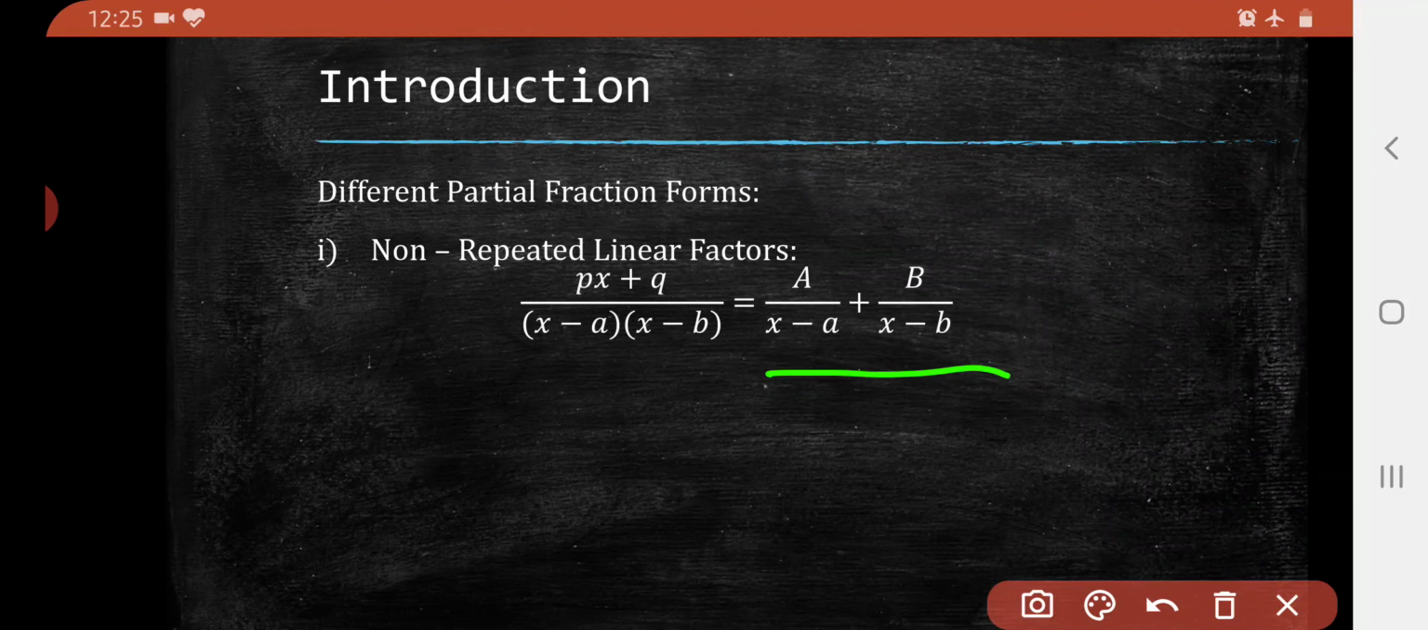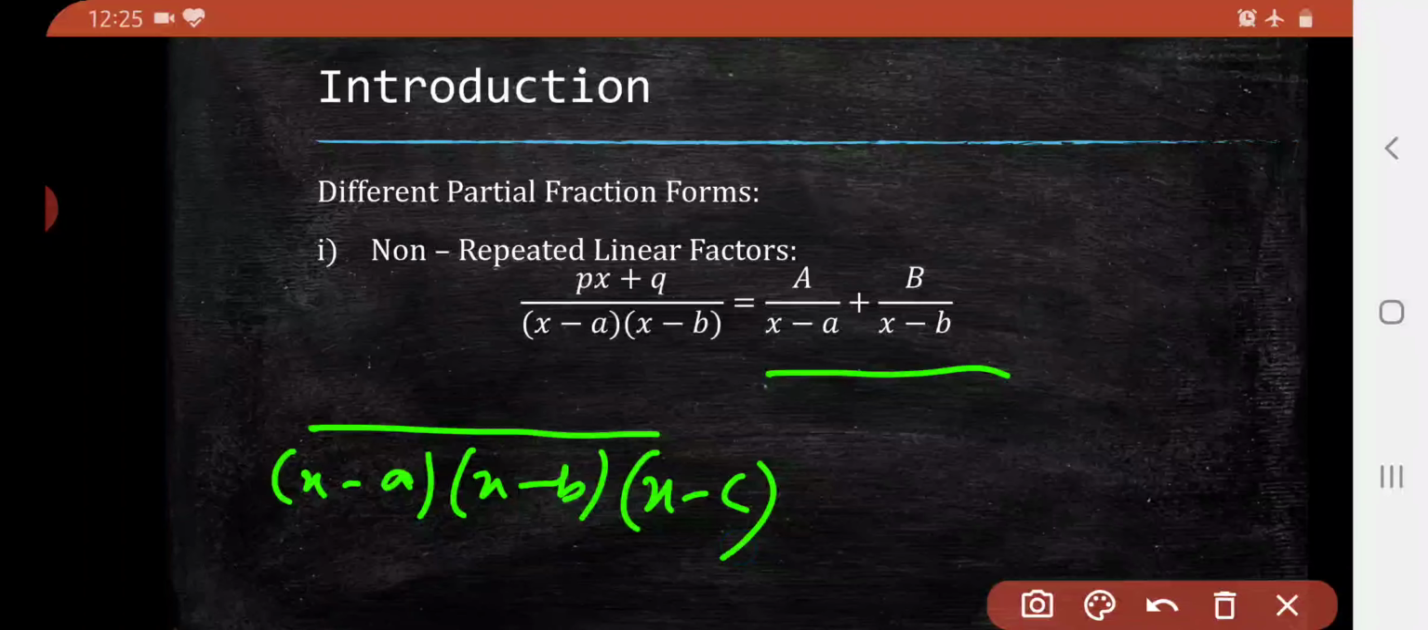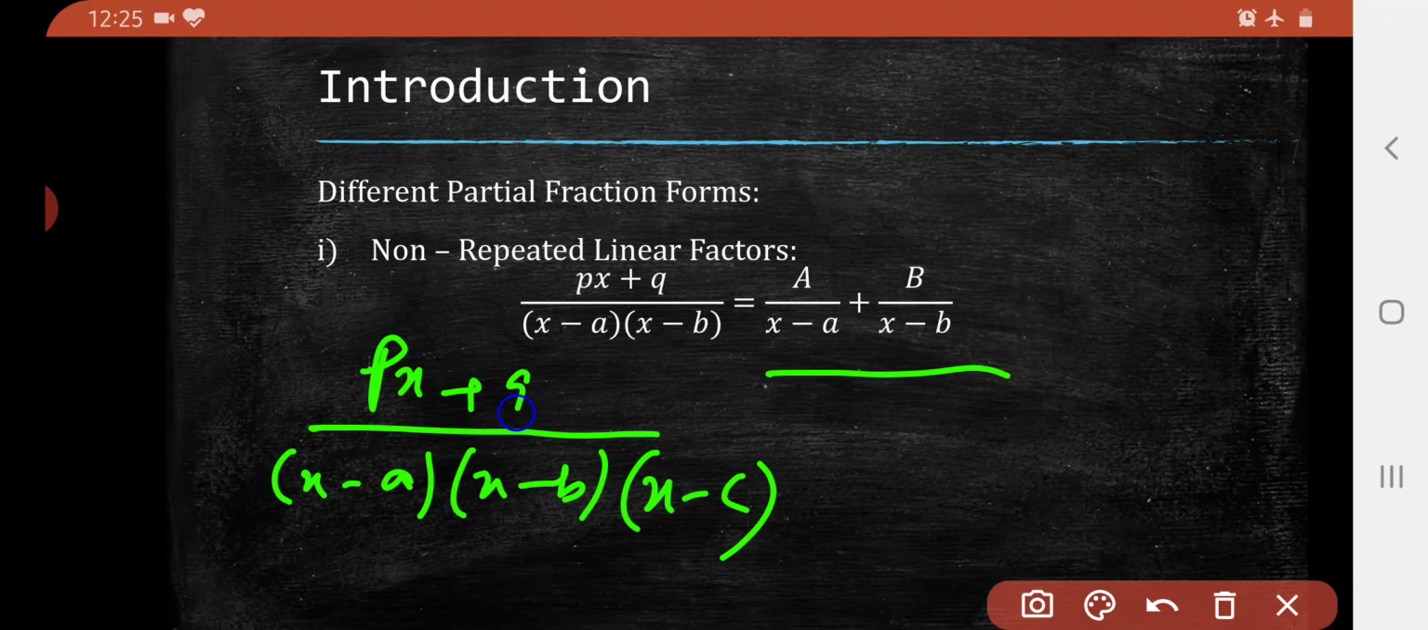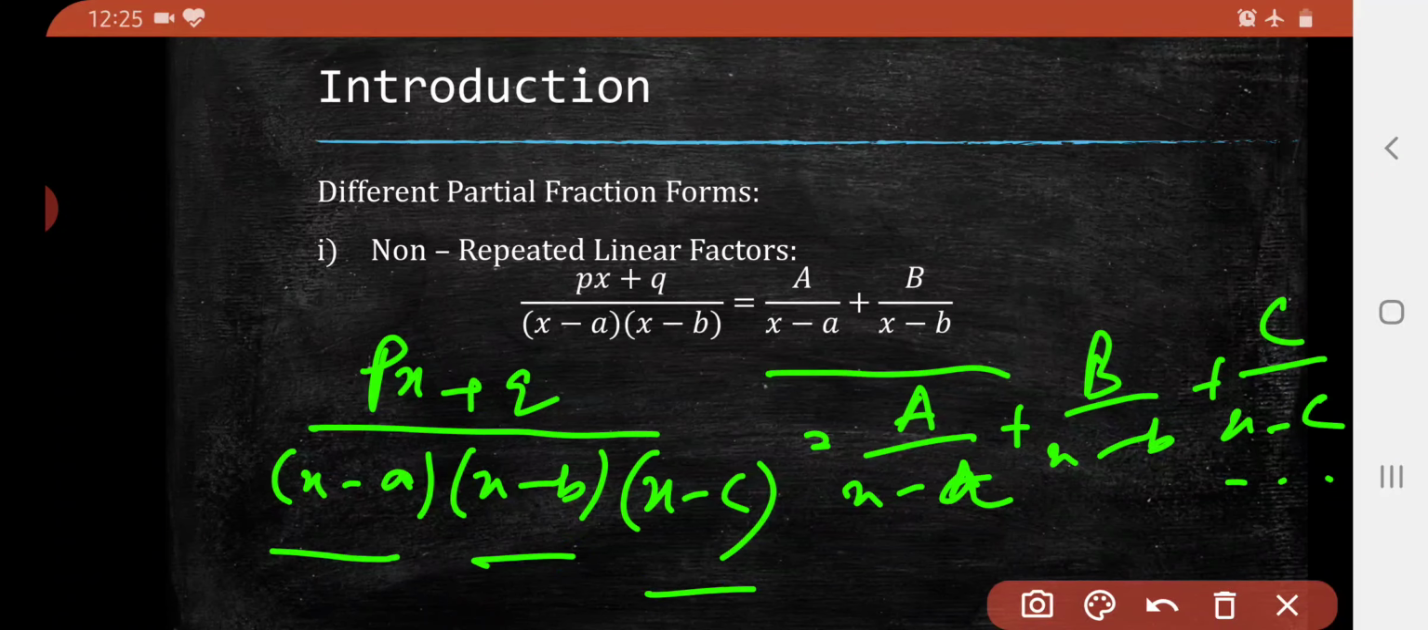So if I would have had more than one, say x minus a, x minus b, x minus c, so if this is px plus q, doesn't matter what, then I would have taken capital A by x minus a, capital B by x minus b plus capital C by x minus c, and so on. So if I am having linear factors, non-repeated linear factors, that means all the factors are different, in that case I can divide this whole rational function into partial fractions like this. Fine.